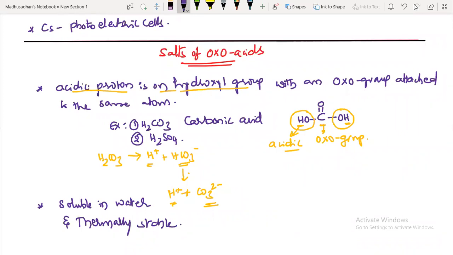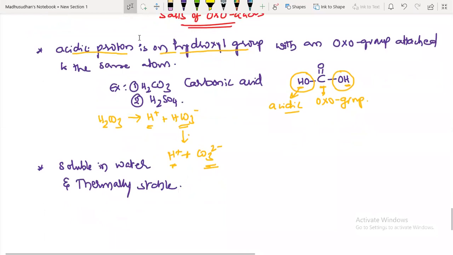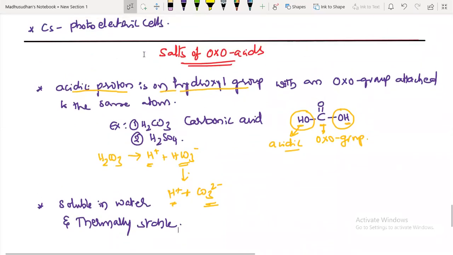Okay. We have two types of carbonates are here in this thermally stable. Are you noting down these things? Yes, sir. Yes. Yes, sir. Please note down. Okay. Now, or take a screenshot of this.